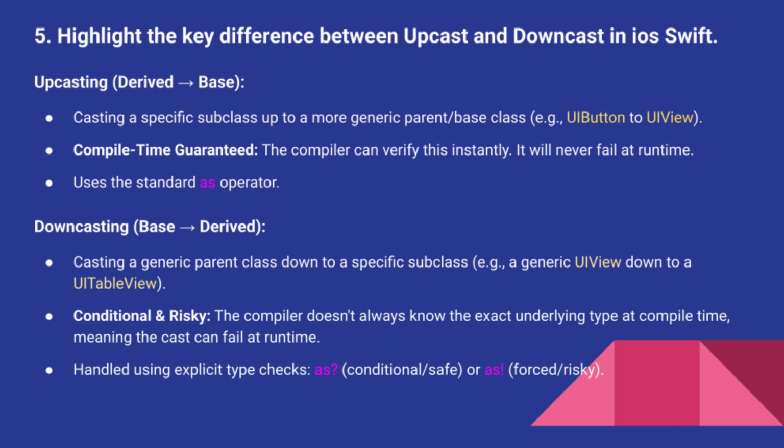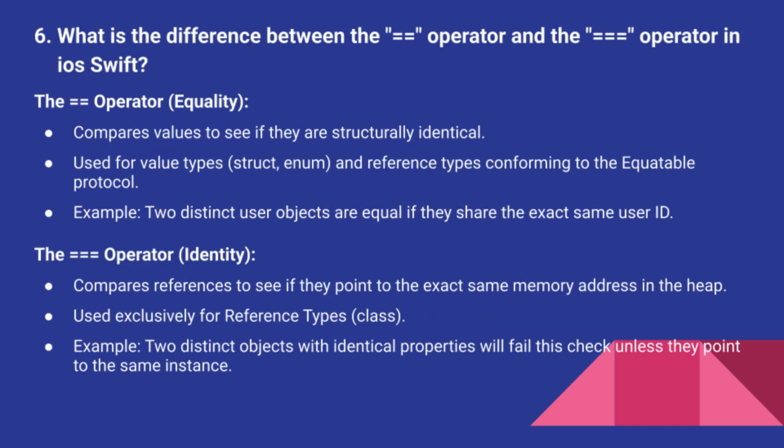Nailing this distinction proves to the interviewer that you understand how to write safe, defensive typecasting code in your apps. Moving on to question number 6. What is the difference between the double equals operator and the triple equals operator in Swift? This is a fantastic question that tests whether you understand the difference between value equality and pointer comparison. The fundamental difference comes down to comparing what an object holds versus where it lives in memory.